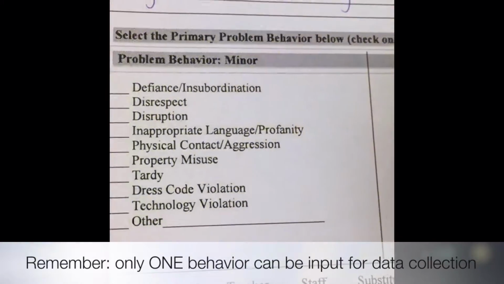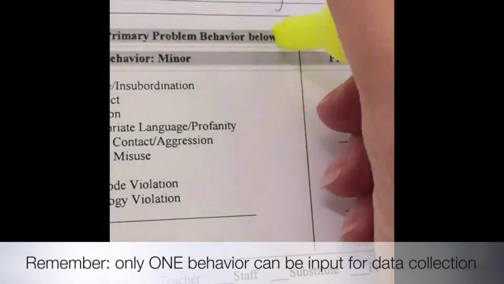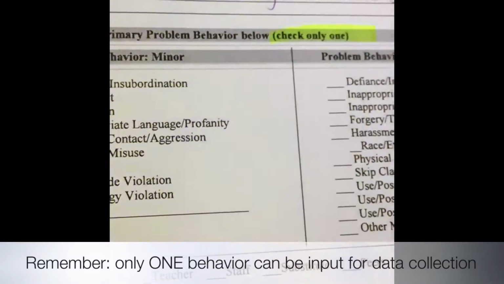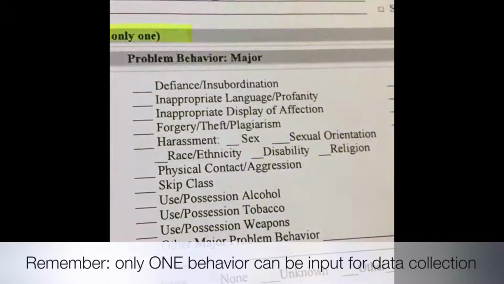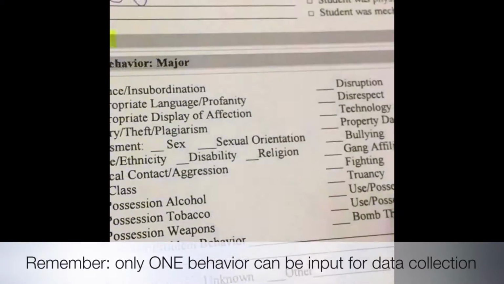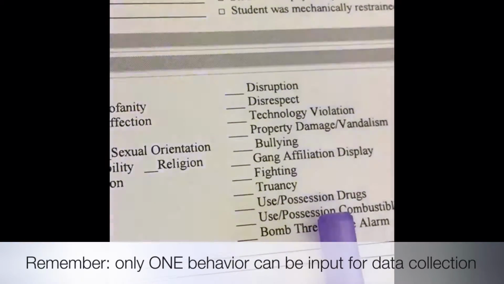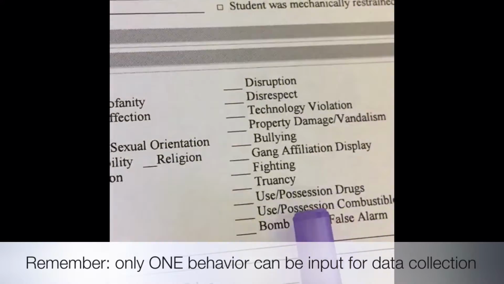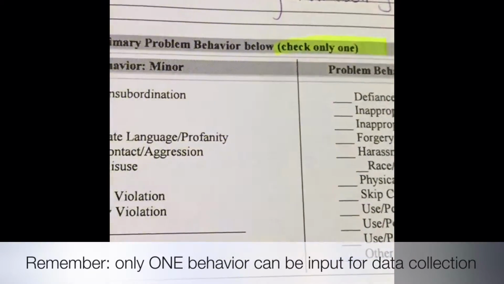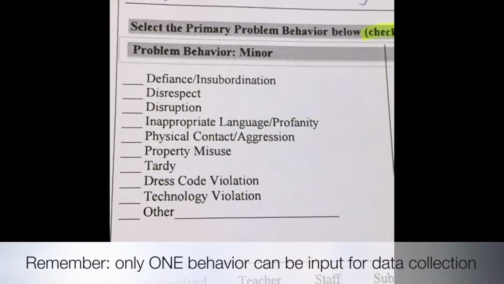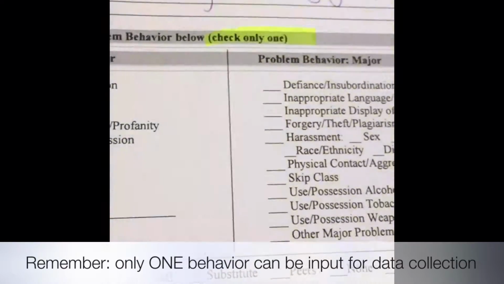The next major difference in this referral form is minor versus major behaviors. Since each site is different, each site will utilize this slightly differently. It's important that sites follow the behavioral flow chart and have school-wide conversations about these two categories and what they mean for each school. What is the same across the entire district is that only one behavior can be entered into the data collection system.